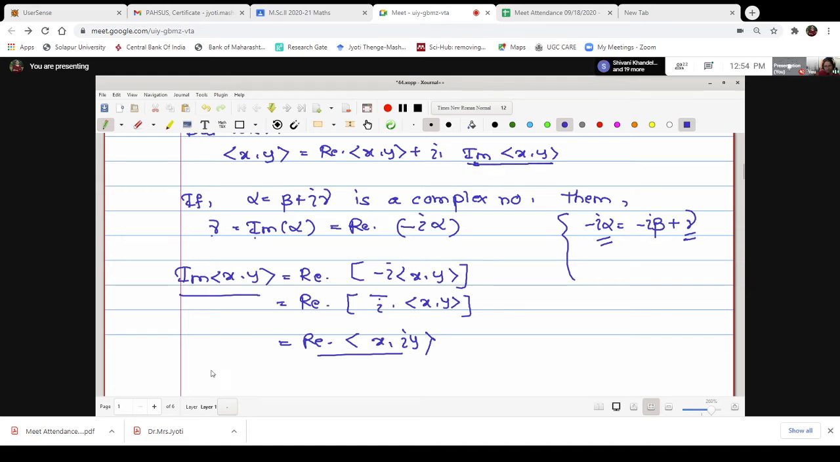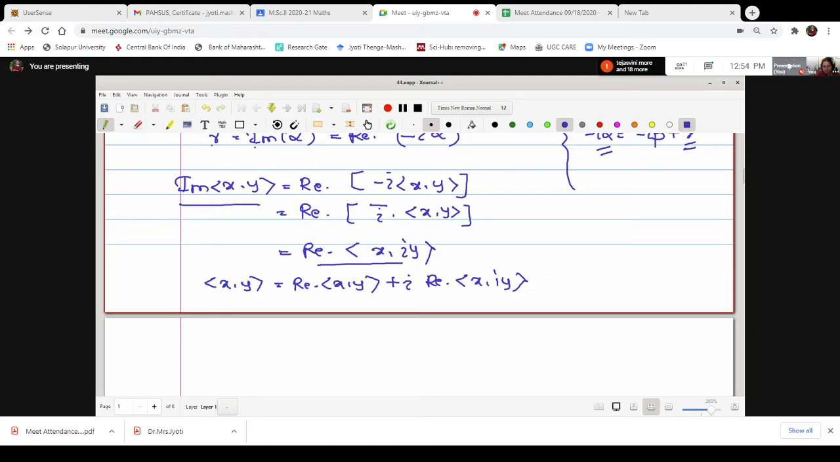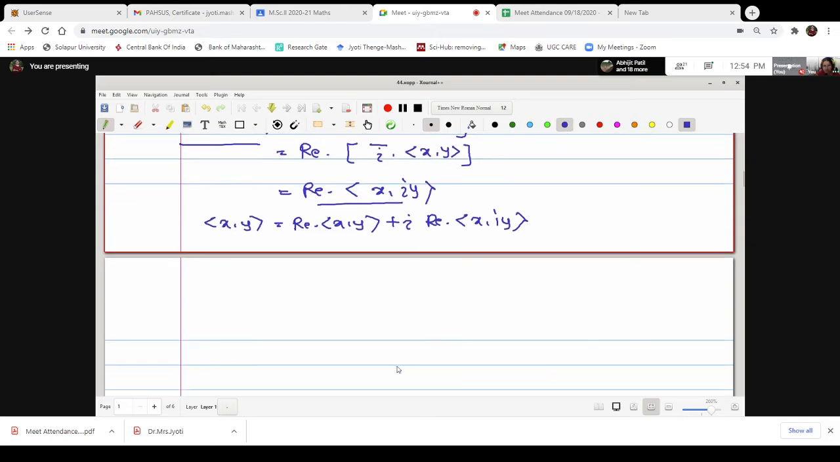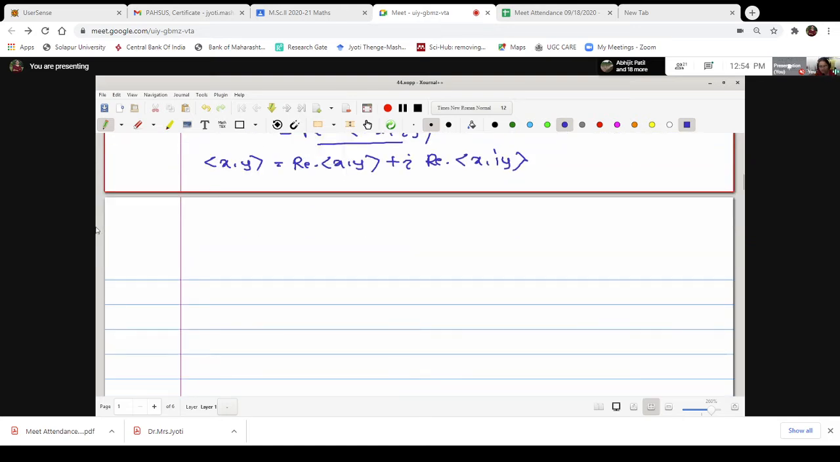Correct, na? Therefore, inner product xy is the real part of inner product x with y plus I times this imaginary part of xy, which I will replace by the real part of inner product x with iy. Hence, it is the proof of the first example, right? It's easy, na? It's very easy rather. Okay. Now we'll go for the second example.